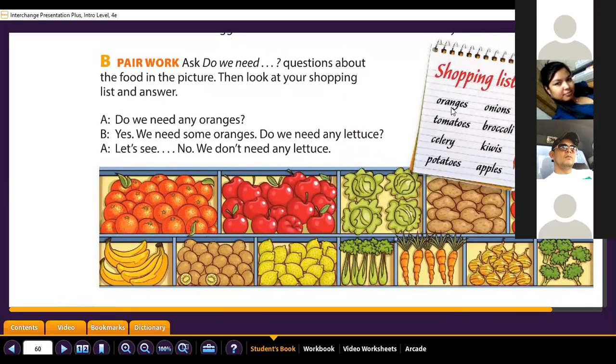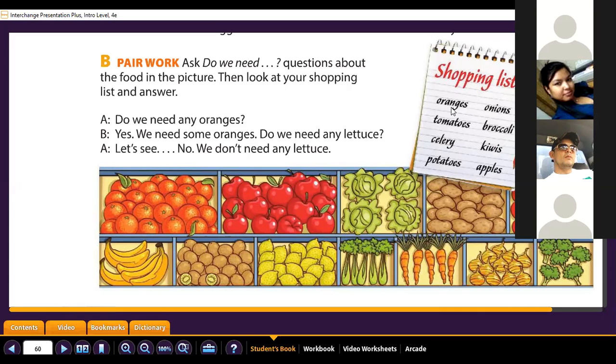Okay. Let's read the shopping list. Let's repeat. Oranges. Tomatoes. Celery. Potatoes. Onions. Broccoli. Kiwis. Apples. One more time. Oranges. Tomatoes. Celery. Potatoes. Onions. Broccoli. Kiwis. Apples. Okay.